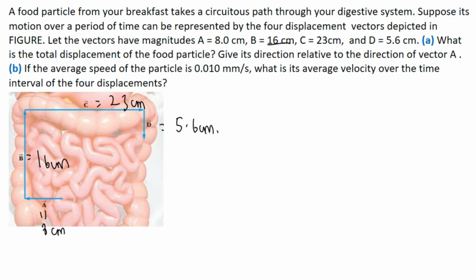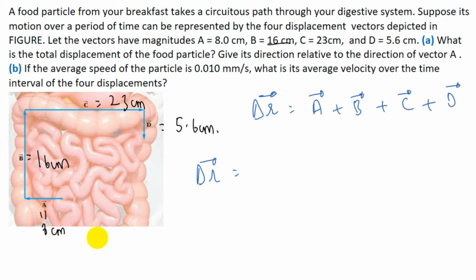Now there are two parts in this question that we need to solve. In the A part we need to find the total displacement of the food particle. The total displacement will be the vector sum of these four vectors. Let the displacement be delta R. This will be equal to vector A plus vector B plus vector C plus vector D. Now delta R will be equal to, vector A, the magnitude for vector A is 8 centimeter. This direction will be positive X and this direction will be positive Y.